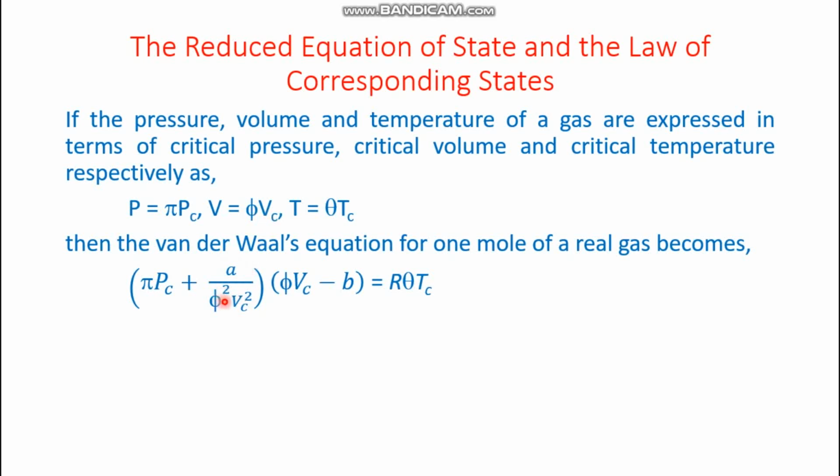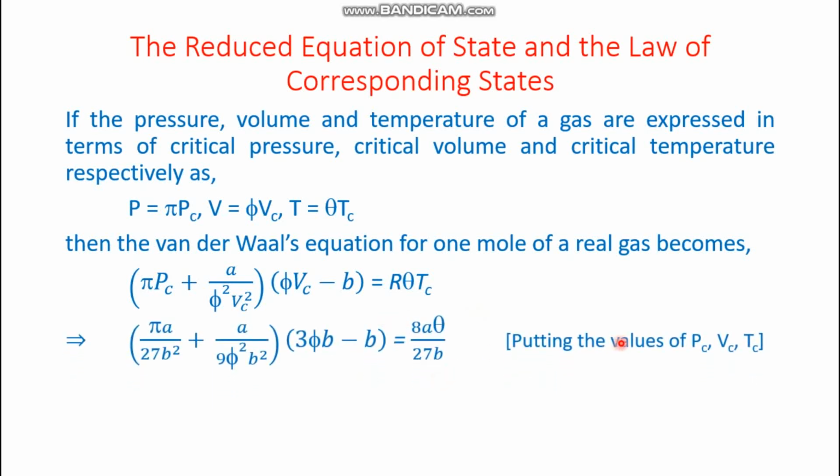So here we are writing phi squared Vc squared. Now this is the P plus A by V square part. Now here V minus B part. In place of V we can write phi into Vc. So here instead of V we are writing phi Vc, and minus B is as usual, which is equal to RT, but T is theta Tc, so it becomes R theta Tc.